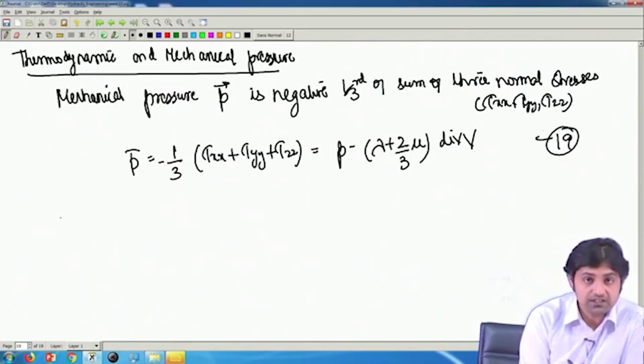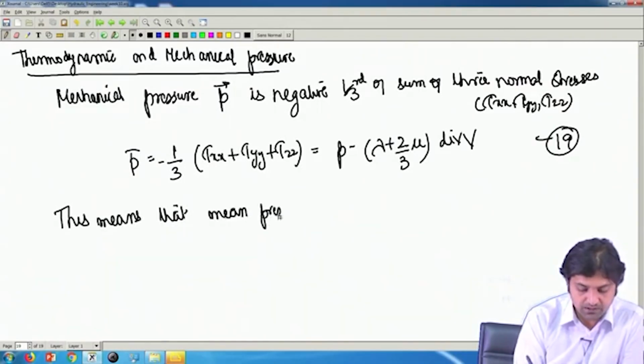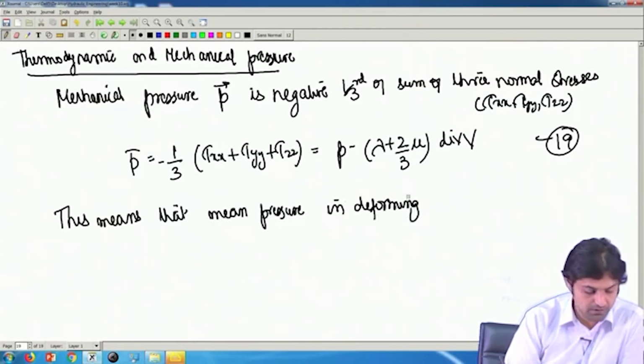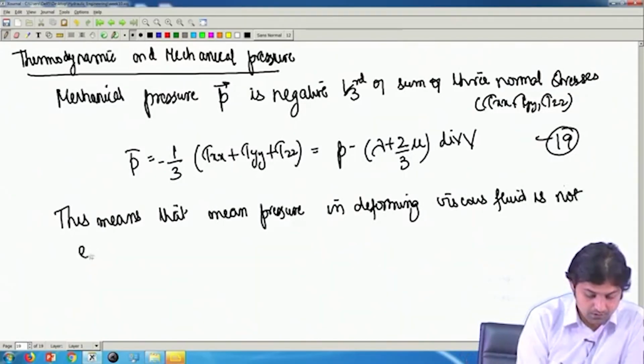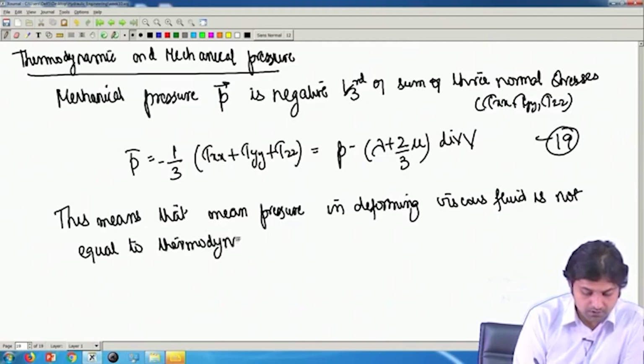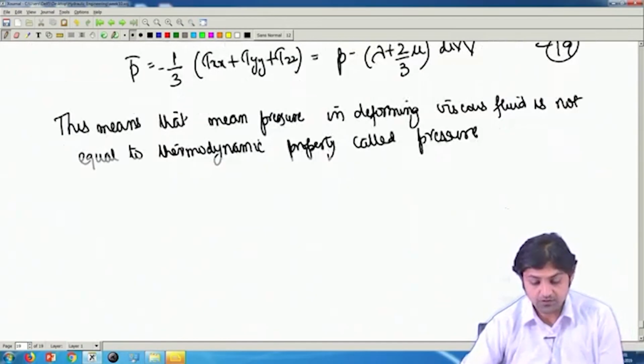So what does this mean? This means that the mean pressure in a deforming viscous fluid is not equal to the thermodynamic property called pressure.